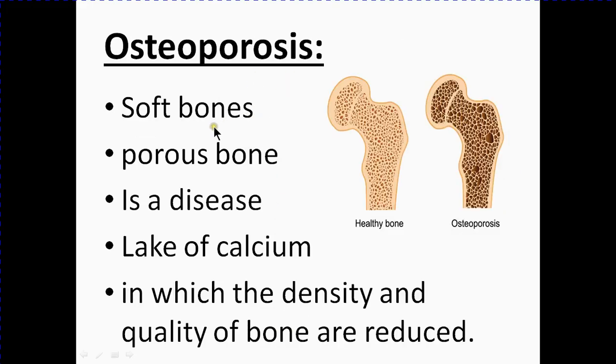Osteoporosis: soft bones, porous bones. This is the picture of a healthy bone here, and the osteoporosis bone where you can easily observe these pores. Why do these pores and holes happen? You can say it's due to lack of calcium. When the calcium is less in the diet, or with any other problem, it's actually a disease in which the calcium is less in the bones, then the bones become soft, in which the density and quality of bones are reduced.